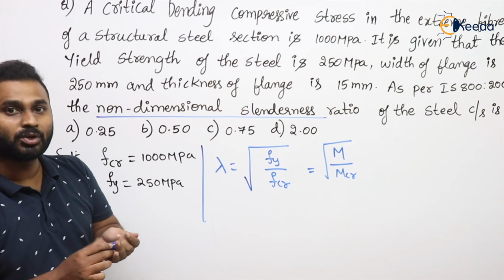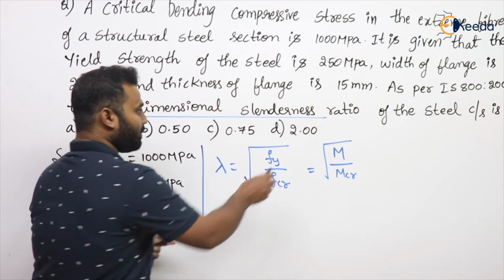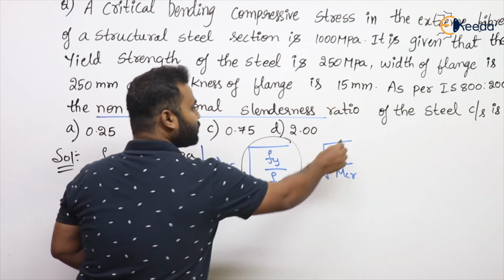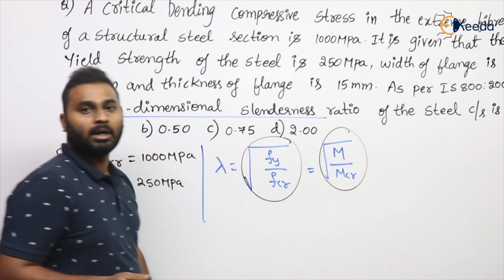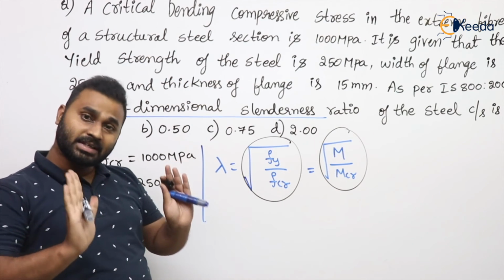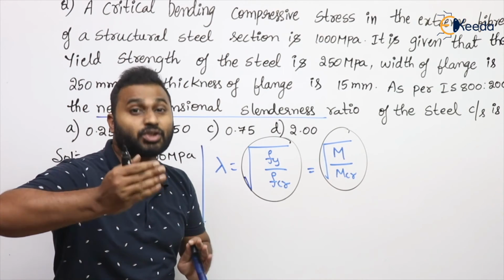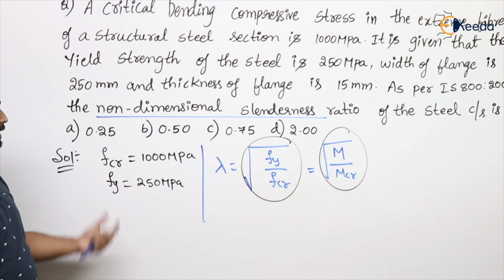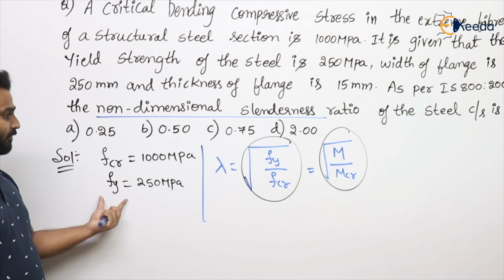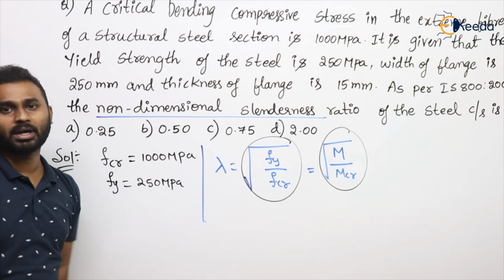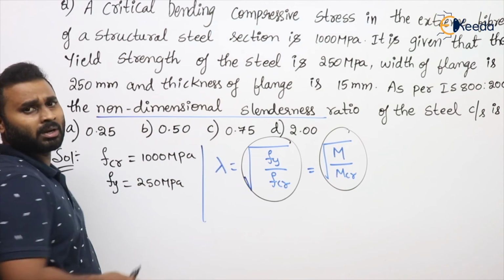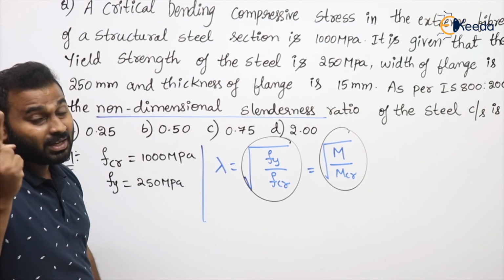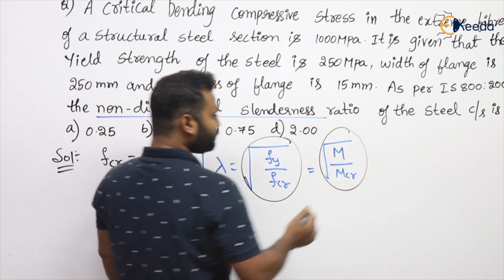Now which formula is to be used in this question? The first formula. For some questions we use the other formula. Which formula to be used is decided based on the information furnished in the question. Here the information given is FCR and Fy. Hence we need to use this formula. Substitute the given terms in this formula, we'll get the answer and we can easily score 2 marks.